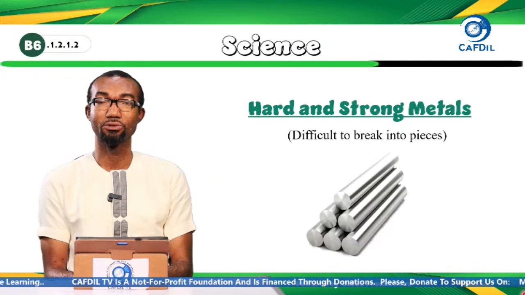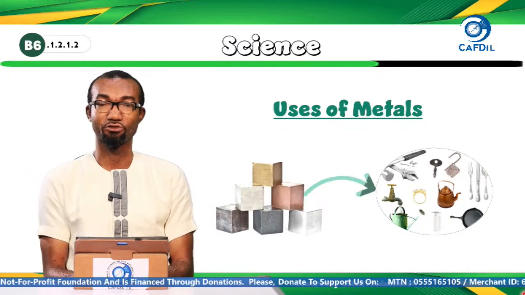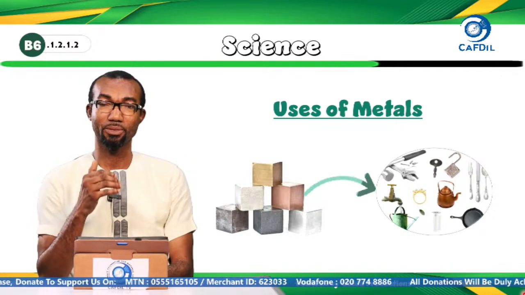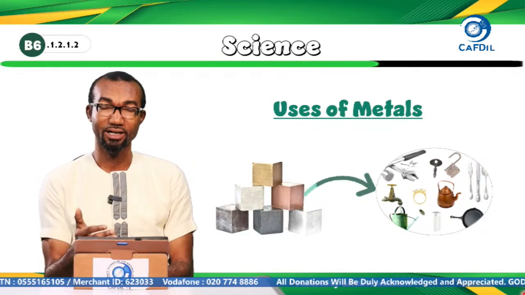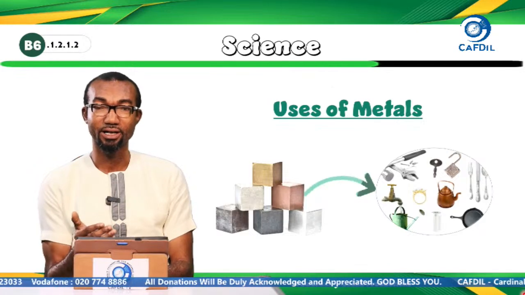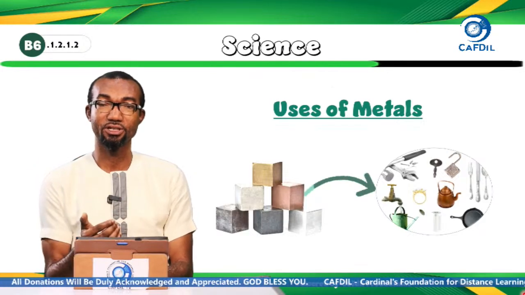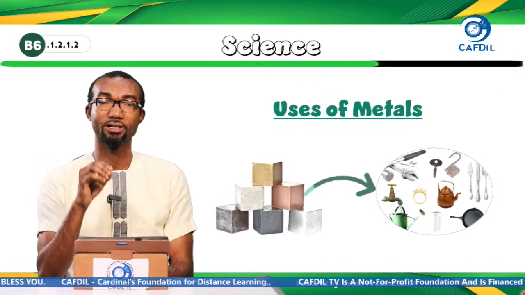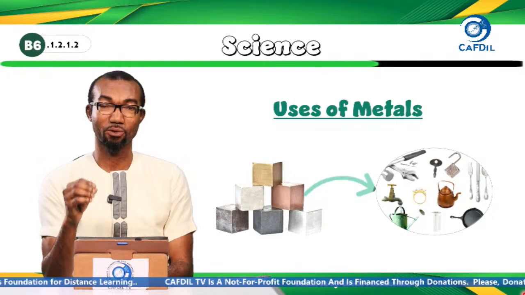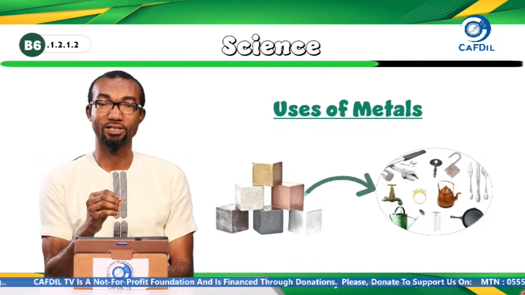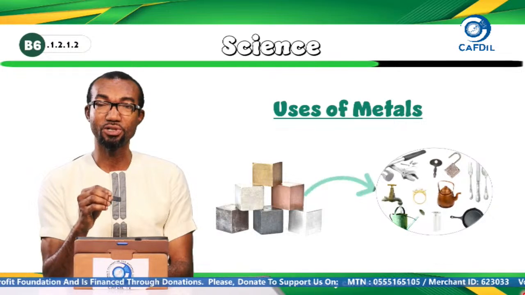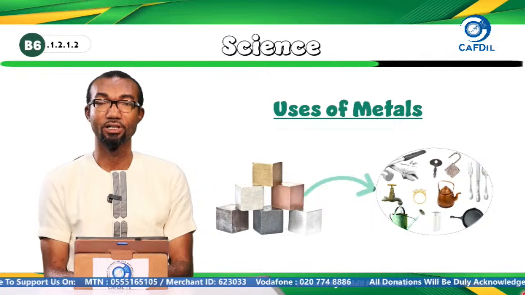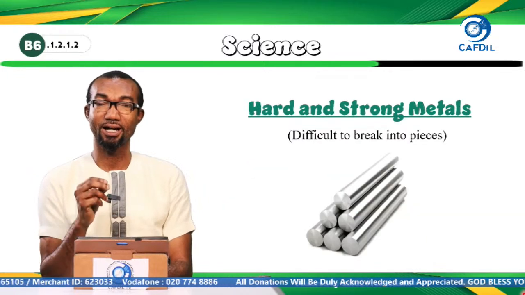Now, let's get to the uses of metals. If you could remember, we talked about a lot of properties: metals being hard and strong, metals being ductile, metals being sonorous, and the rest. So we are going to pick the properties one by one. When we talk about the property, then we talk about some of the uses that metal can be put into based on that property. So we'll begin with metals being hard and strong.